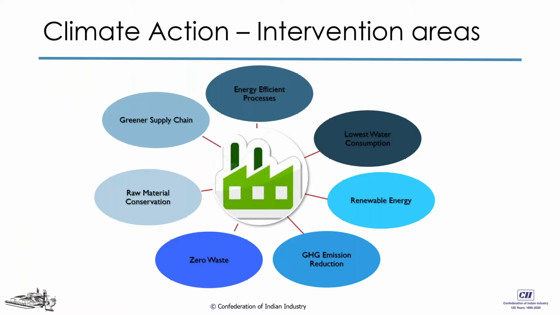Climate action, since it is a broader and an umbrella term, can be subcategorized into 8 intervention areas. For an SME who is willing to work on climate action, these are the 8 different areas they can work on, starting with looking at how they can make their processes more energy efficient, how they can reduce their water consumption, and whether they can implement renewable energy sources and adopt solar or wind-based clean energy, and then do some GHG emission inventorization.